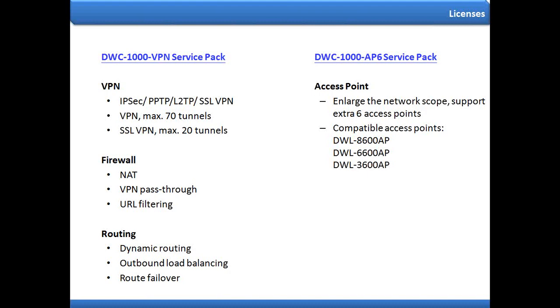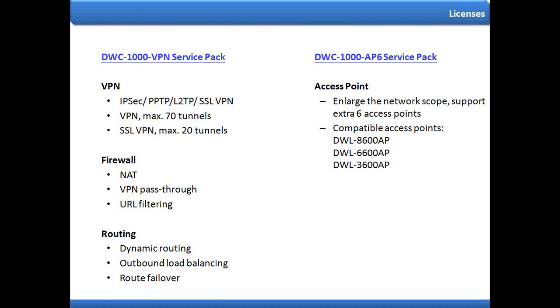So again, the DWC 1000 VPN license unlocks IPsec, PPTP, L2TP, and SSL VPN capabilities, so you can create a VPN connection, a site-to-site VPN connection, or allow for multiple users to remote in via VPN to your network. It supports a maximum of 70 IPsec tunnels and a maximum of 20 SSL VPN tunnels.